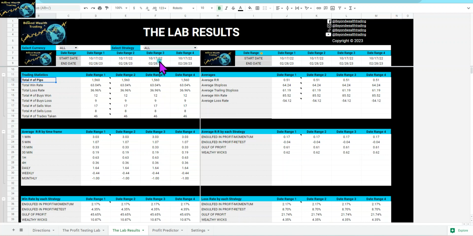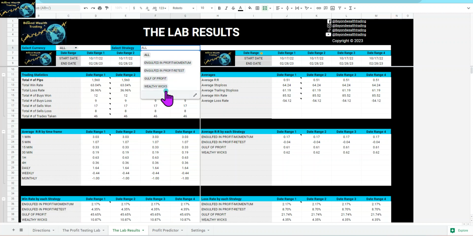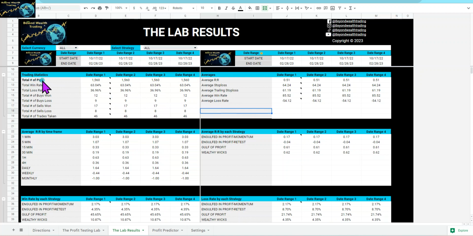If you have the one with dates, we'll allow you to compare time frames. Again, this is customizable as well, but you can break it down by your particular currency pair, also by strategy. It gives you an overview of your totals: your total pips, your total win rate, your total loss rate, your total number of buys won, your total number of buys that you lost. Same thing with sells, and then the total number of trades that you've taken. Then over here you have your averages: your average risk to reward, your average stop loss, trailing stop, your average win rate, your average loss rate.